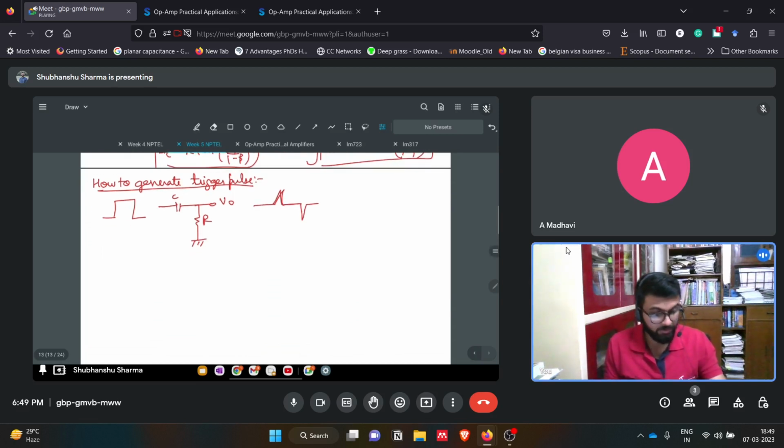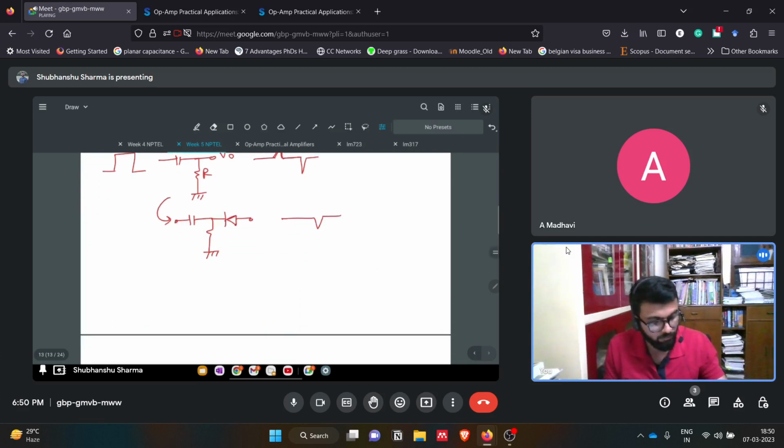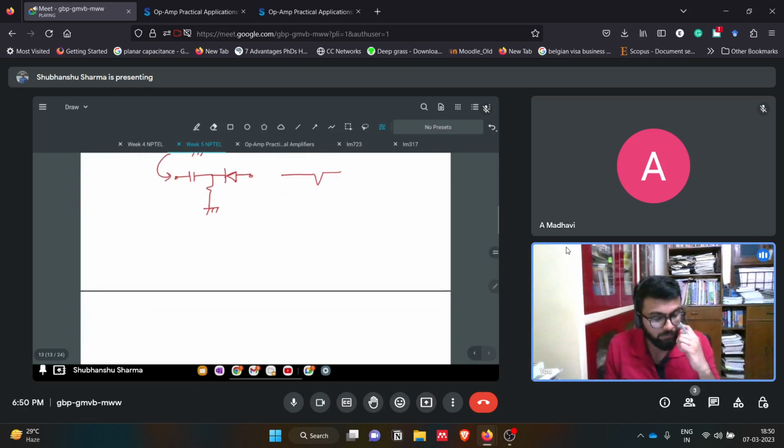But since we were talking about a negative trigger op amp, instead of this we can use one diode here, like this. So it will only pass the negative trigger pulses, and it will block the positive pulses. Using this circuit the output will be like this, and this is fed to the non-inverting side of the op amp. So the final circuit will look like this.